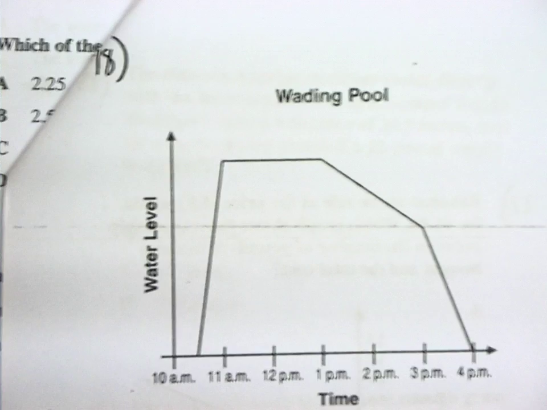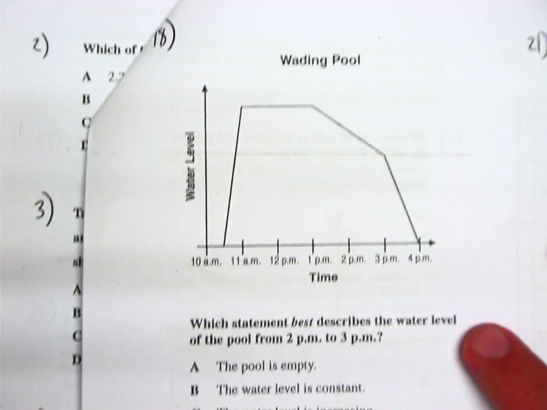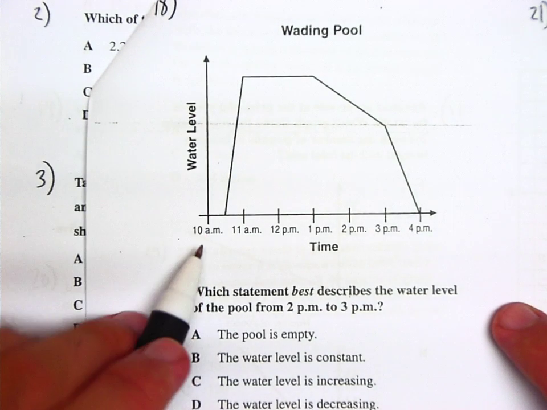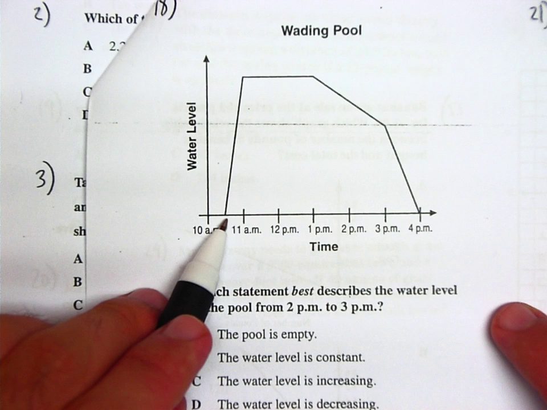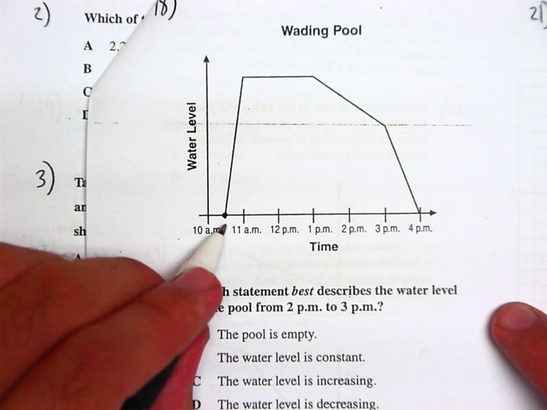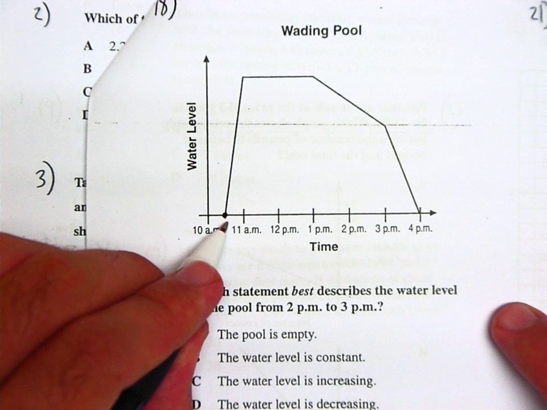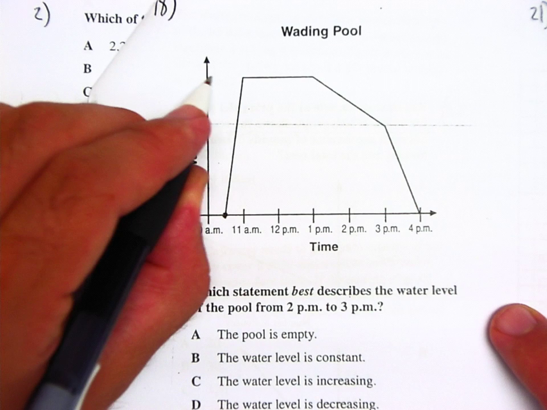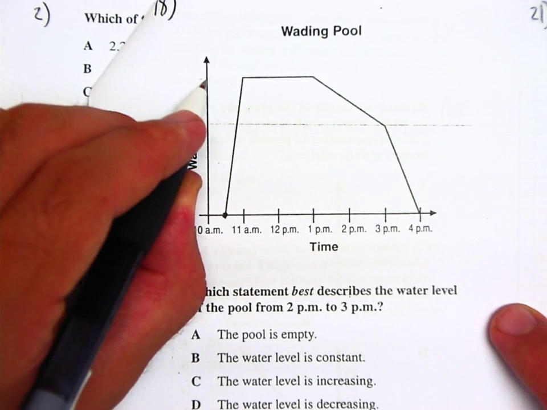Moving on, number 18. We're looking at a graph about a pool, and it looks like something's happening to this pool over time. At about 10:30, if this is the water level, the pool is empty. There's no water at 10:30. But very quickly the pool is filled up, and by 11 a.m., let's say the pool is about full here.